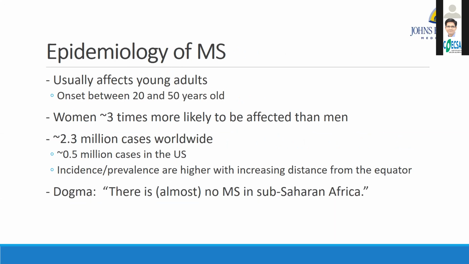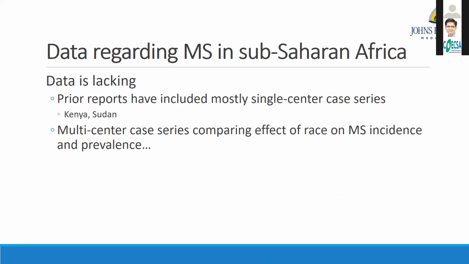And the dogma is that there's no MS in sub-Saharan Africa. But when you look at where that dogma comes from, the data is really lacking. Prior reports for MS have mostly been single center case series. There was one multi-center case series comparing the effect of race on MS incidence and prevalence from South Africa that took place during apartheid. So you can imagine that Black South Africans did not have equal access to neurologists at that time. And if you look, the places in the world that have the lowest reported prevalence of MS also have the lowest prevalence of neurologists.